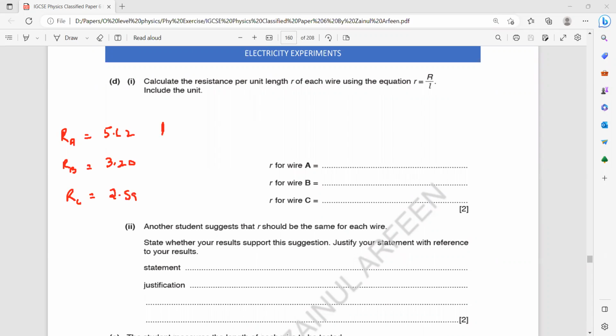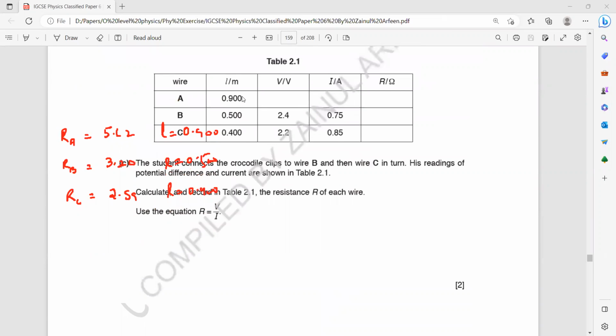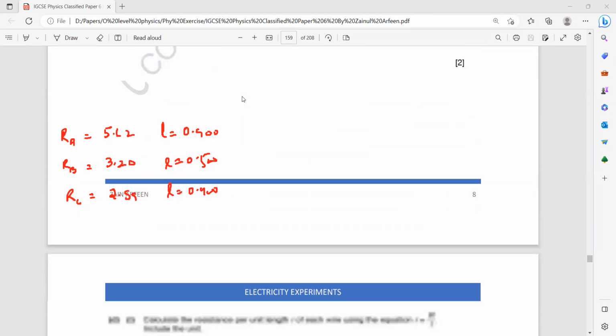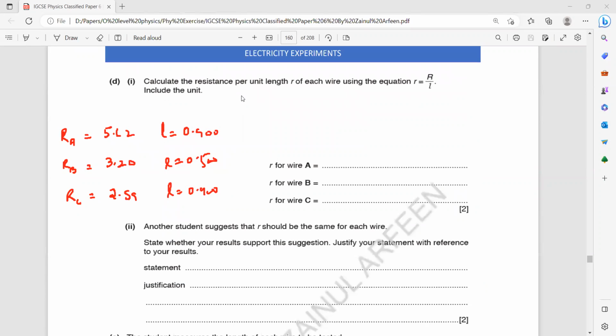The lengths which were given were 0.900, 0.500, and the third one, I think, was 0.400. These are the lengths. So we want resistance per length, which means resistance divided by length. So what is the resistance divided by length for A? It means 5.62 divided by 0.9. 0.900 is the same as 0.9.